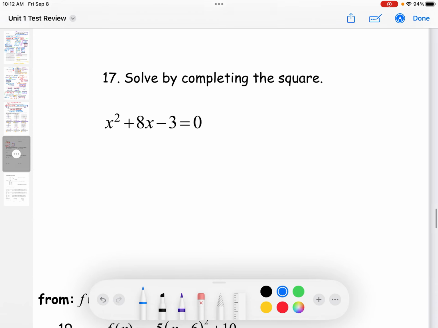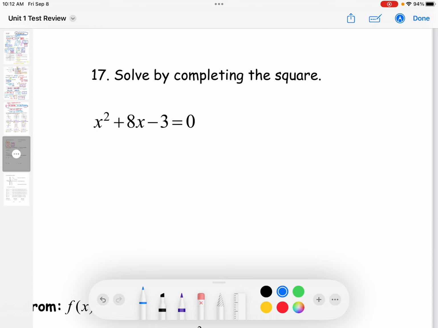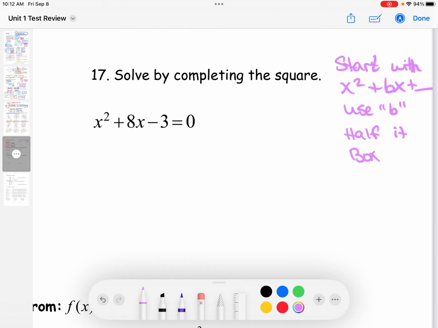Now, let's talk about completing the square. To complete the square, we start with just x squared plus bx plus a blank. We use the b coefficient, and then we do our process. Half it, box it, square it, and then we add it and undo it or balance it.